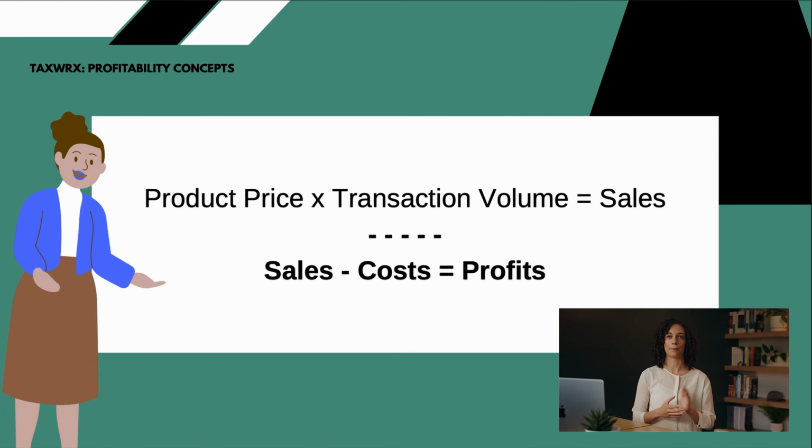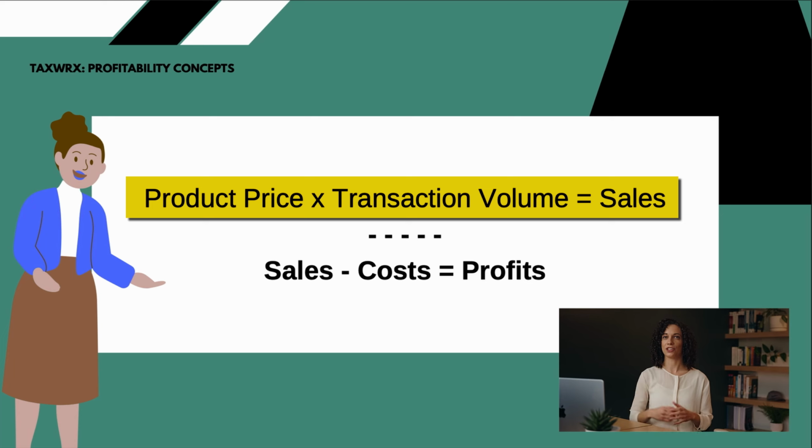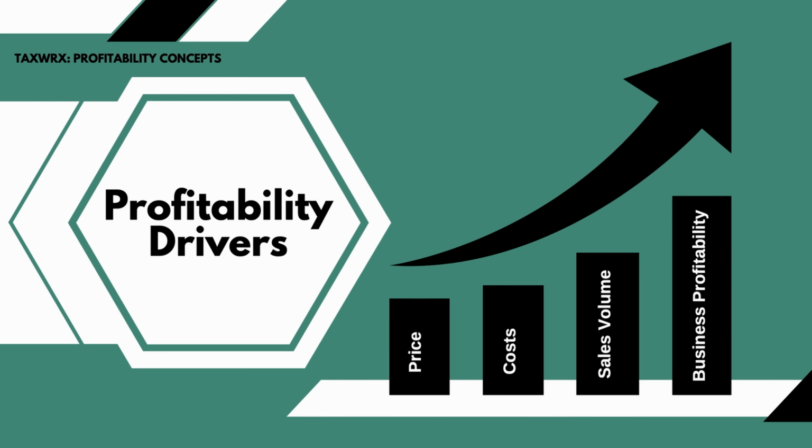If we break this equation down a bit further, we can get our 3 profitability drivers. Breaking apart sales, we get product price times transaction volume equals sales. And then sales minus cost equals profits. Within this expanded formula, we get our 3 profitability drivers. These are the levers that you can pull in your business to improve profits. They are price, cost, and sales volume.